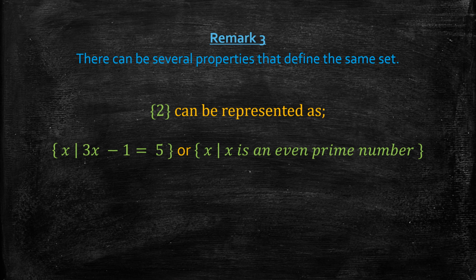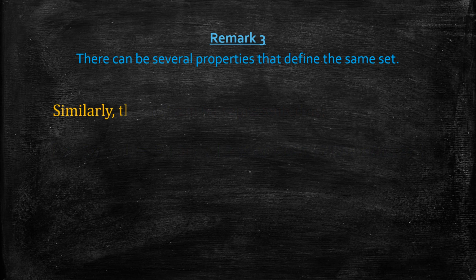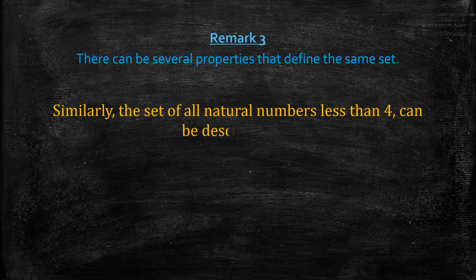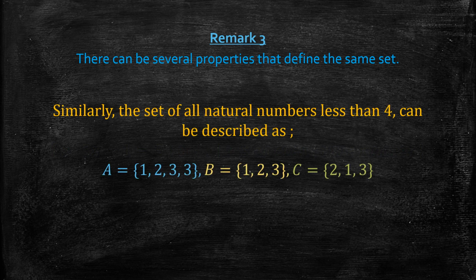Now let me give you one similar example. The set of all natural numbers less than 4 can be described in these three ways: A is equal to {1, 2, 3, 3}, B is equal to {1, 2, 3}, and C is equal to {2, 1, 3}. So these three describe the same set, okay.